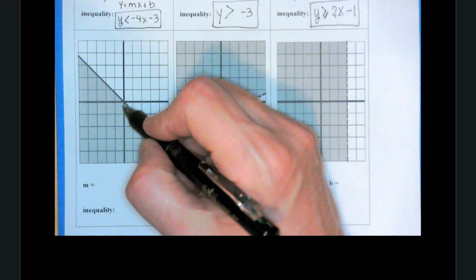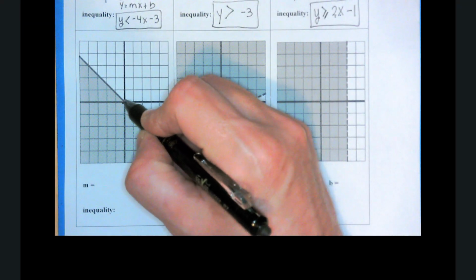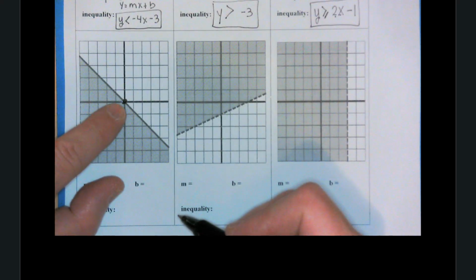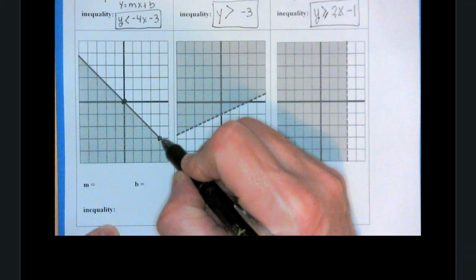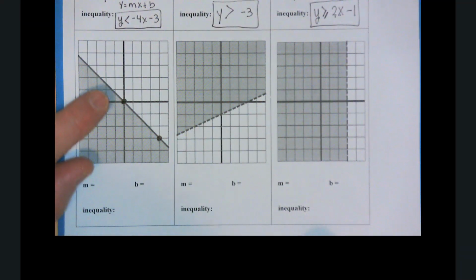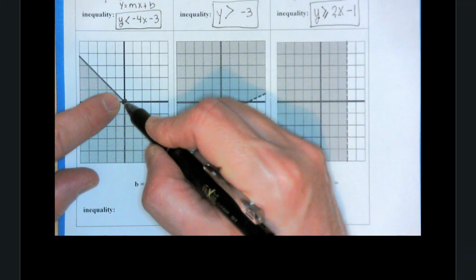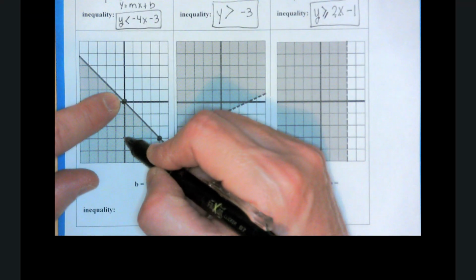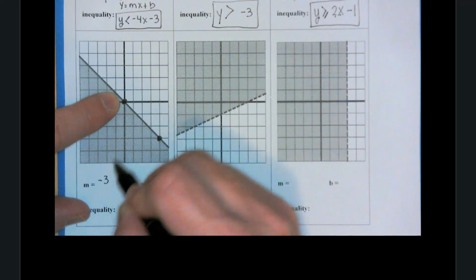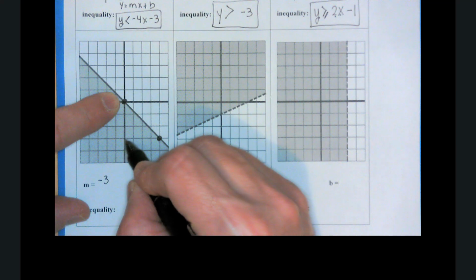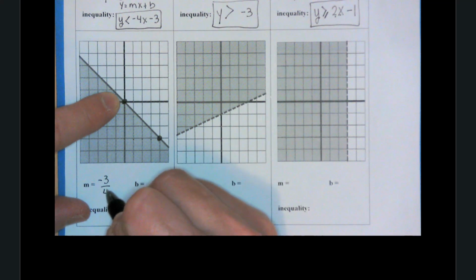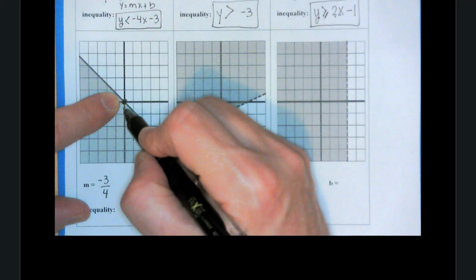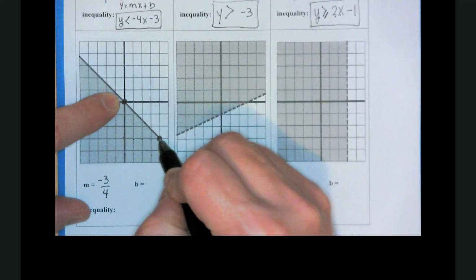Here I have another graph. First thing, I'm going to find good points. So I off the bat see that this is a good point. And the next one would be this one. Okay, so right there, my rise would be 1, 2, 3, negative 3, over 1, 2, 3, 4, negative 3 over 4. Went down 3, ran 4.